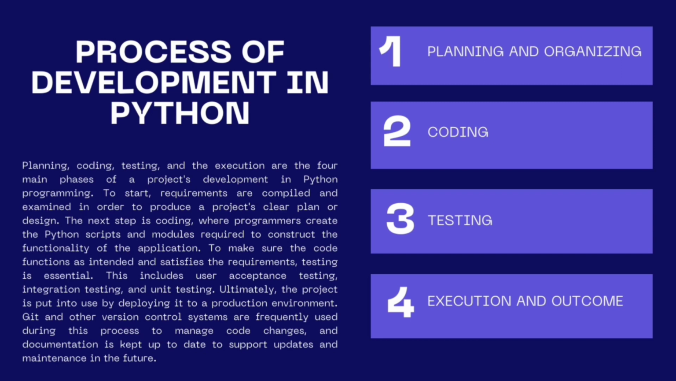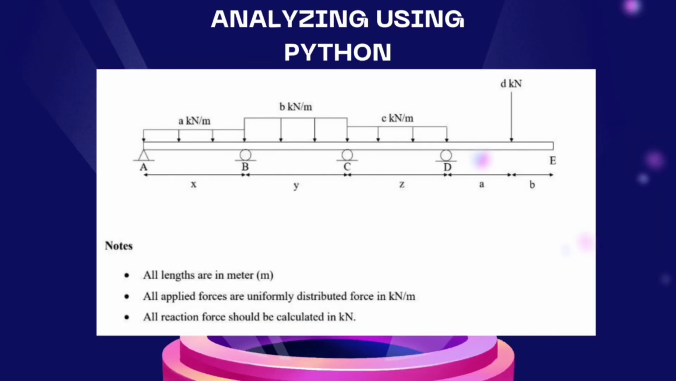Next is the process of development in Python. There are 4 major steps. The first one is planning and organizing, which needs to follow the requirements given in the project. Second is coding, where you insert the code using the Python programming software. Third is testing, where you test the acceptance of the project, its execution and outcome. So you get the outcome of the project, analyzing using Python. These are the projects given, so notes need to be written down.